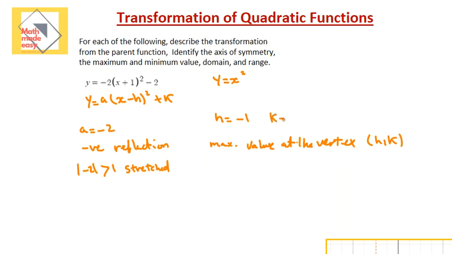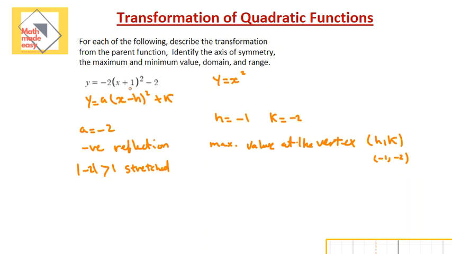Now k is equal to -2. So this parabola has moved to the left 1 unit and down 2 units. So the vertex of the parabola is at (-1, -2). So here we have discussed the meaning of vertex form. Well, this is the vertex form. Why do we call it vertex form? Because looking at it, we can tell what the vertex is.